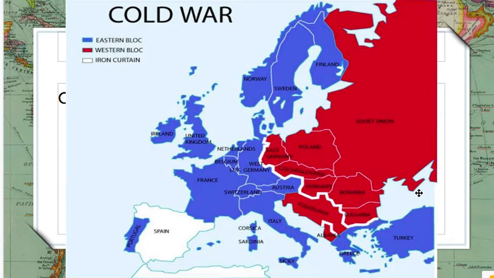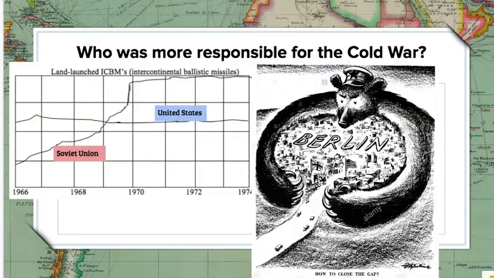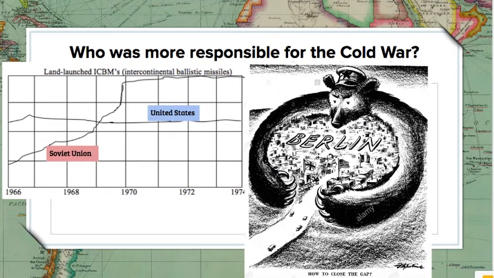The answer lies in the ideological origins of the Cold War, which is that the Soviet Union promoted and spread communism, whereas Western Europe and the United States promoted and supported capitalism. So one of the key questions for us is who was most responsible for the Cold War?